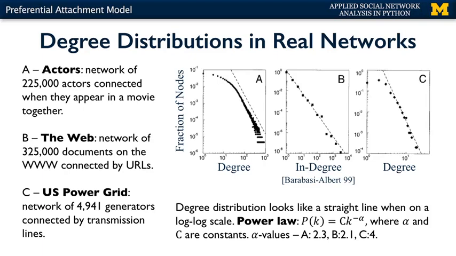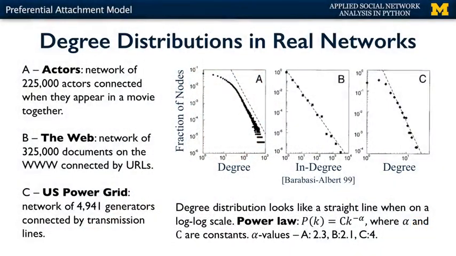A power law degree distribution would have the form P(k) = C times k to the negative alpha, where C and alpha are constants. The alpha values for these three distributions are 2.3 for A, 2.1 for B, and 4 for C. These details are not so important, at least for this course, but the thing to know about power law degree distributions is that they tend to have most of the nodes with very, very small degree, but a few nodes that accumulate a very, very large degree.